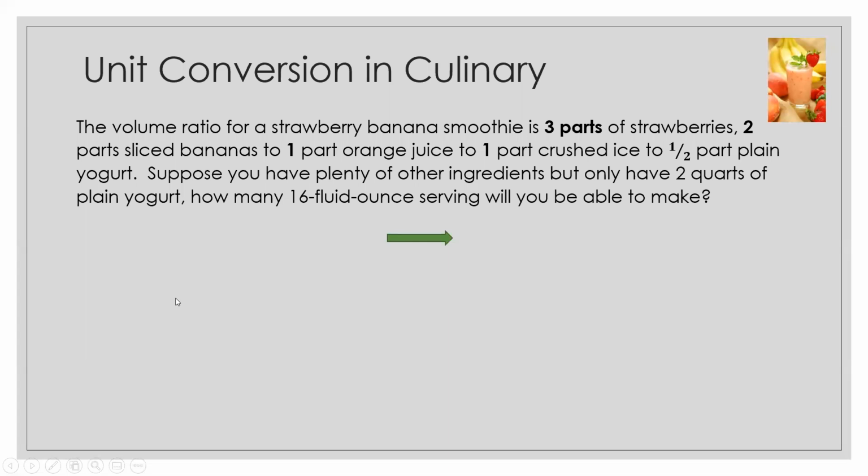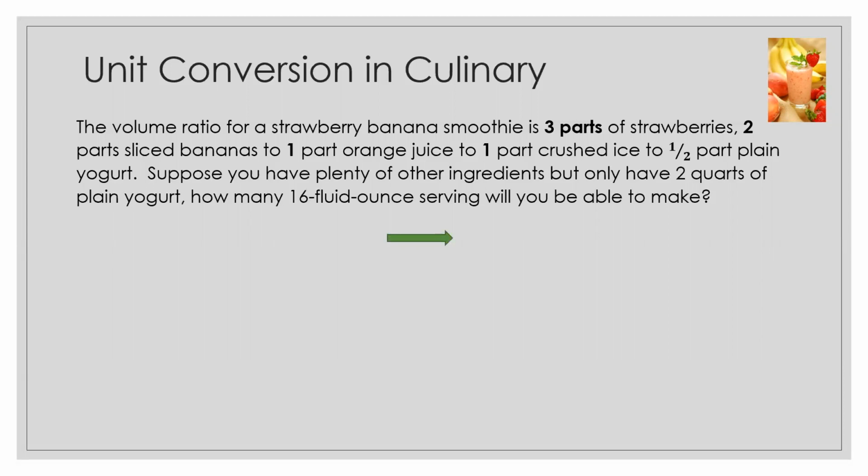Okay, so unit conversion happens a lot in culinary, in your cooking, right? So here is an example of it. Let's read. The volume ratio of a strawberry smoothie has 3 parts strawberries, 2 parts bananas, 1 part orange juice, 1 part crushed ice, and half part of plain yogurt.